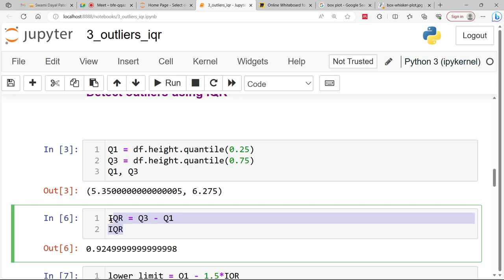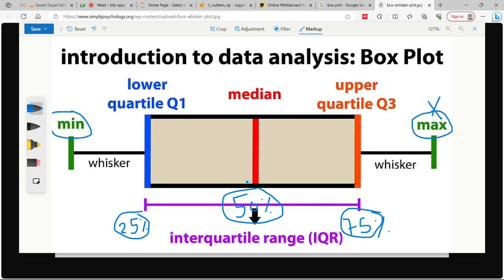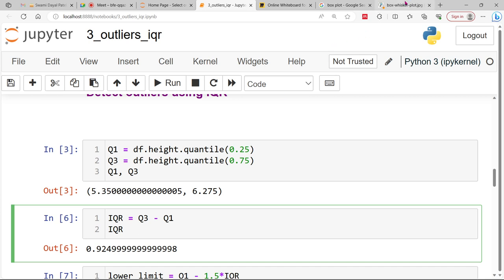Now I'm calculating IQR. IQR is what? Q3 minus Q1, which is giving the difference between 75 percentile and 25 percentile. Go back to my box plot. Here you can see this box is IQR, right? Interquartile range, right?